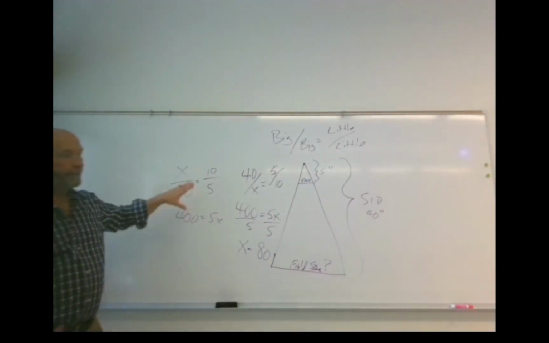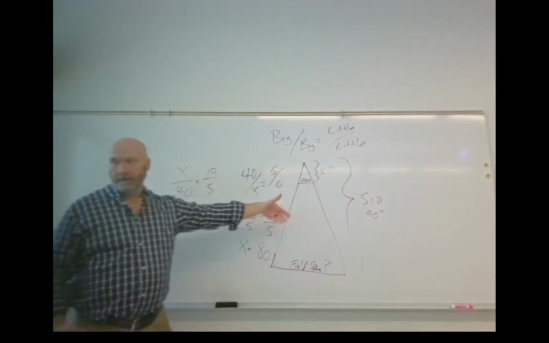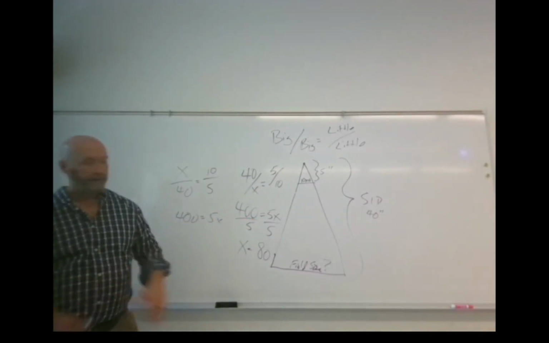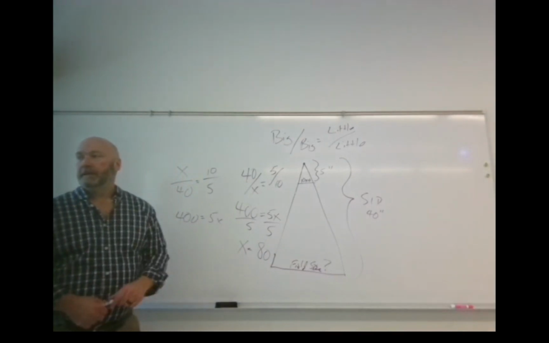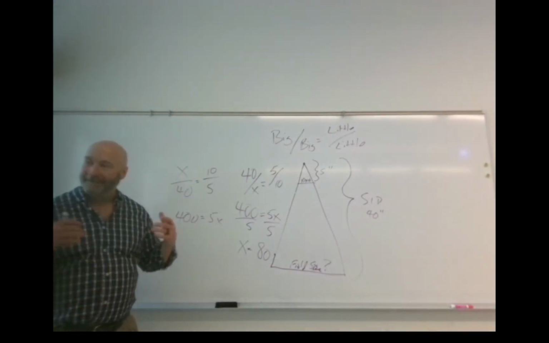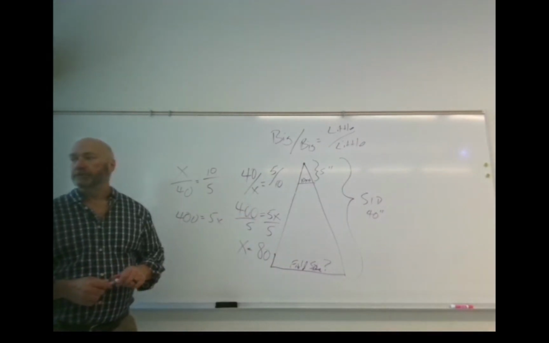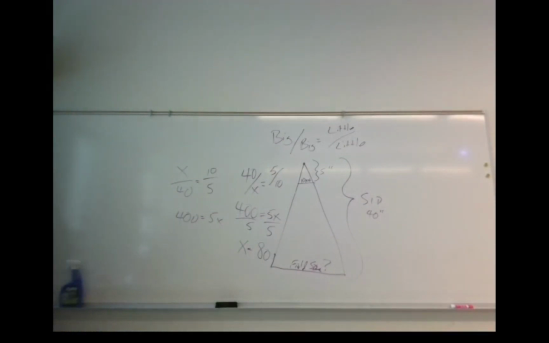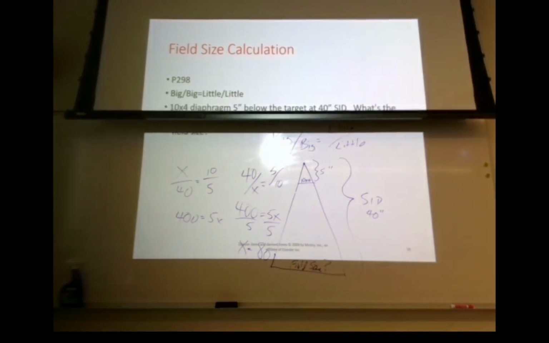You certainly work them both, but I don't think I've ever seen one. If you just get one of them, you can pick it out of the answers. If you happen to have two answers that had 80 on them, you might have to work out the second one. But generally speaking, if you work one properly, you can pick it out of the answers. So field size calculation: big over big, little over little. Any questions on that?